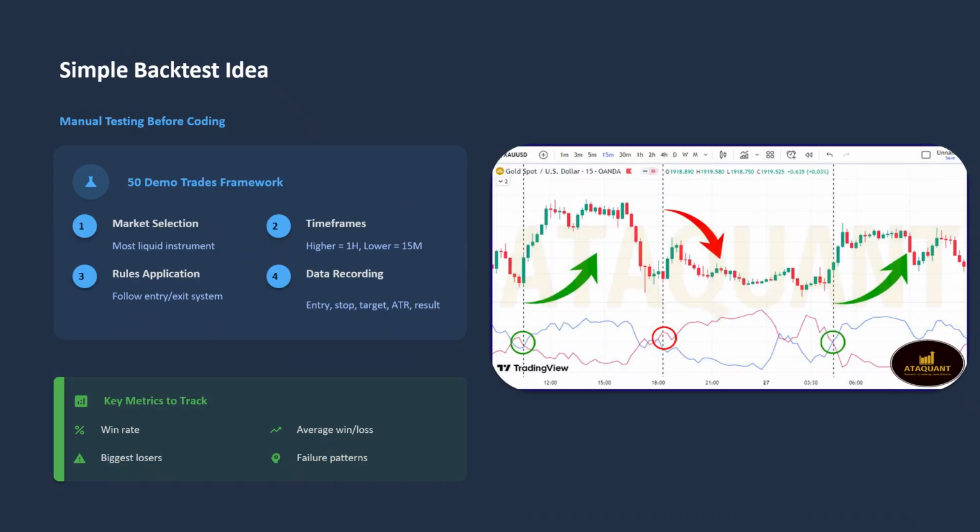You don't need code to test initial edge. Run 50 demo trades with these rules on a single pair or instrument. Market: your choice, pick the most liquid. Time frame: higher, sell a 1H; lower, sell a 15 minute. Rules: follow the entry and exit above. Record entry time, entry price, stop, target, ATR, and result. Notes: look for win rate, average win and loss, and biggest losers. If winners are tiny and losers large, adjust stop logic and consider stricter higher time frame agreement.